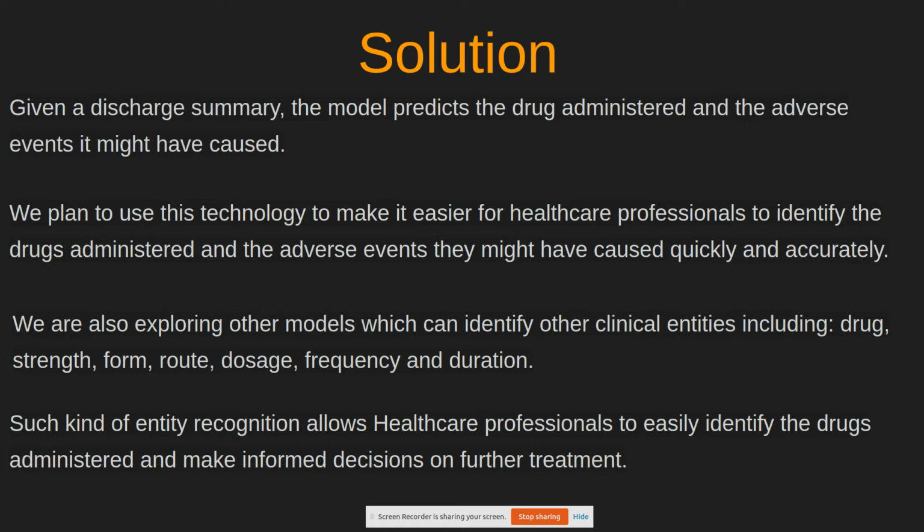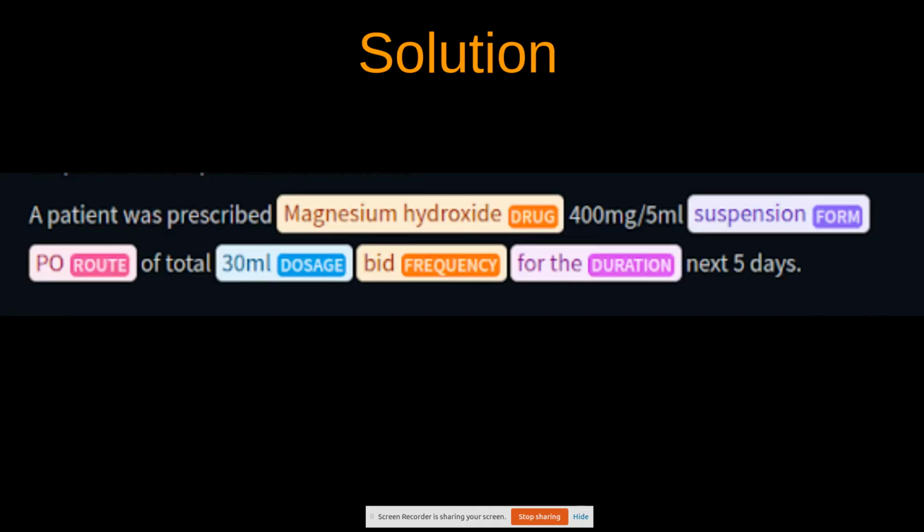We are also exploring other models which can identify other clinical entities, including drug, strength, form, route, dose, frequency, and duration. This kind of entity recognition allows healthcare professionals to easily identify the drugs administered and make informed decisions on further treatment, as shown in this example.